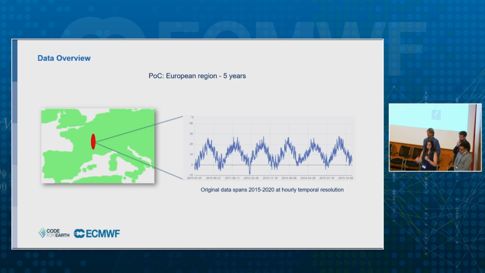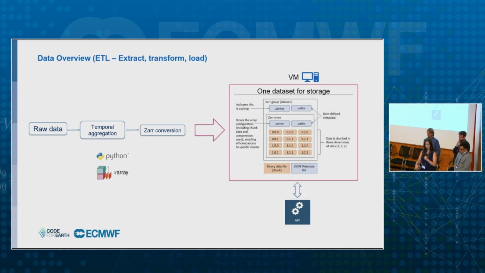And as I mentioned, we process and transform this data into Zarr format. We mainly use Python with Xarray, and then we store this data in a virtual machine so that the API can access this data and display it in the web application. Now I think it's time for my colleague John to show you the architecture.